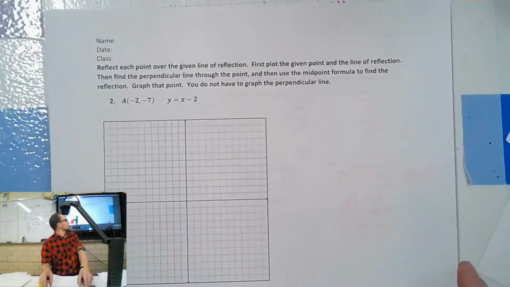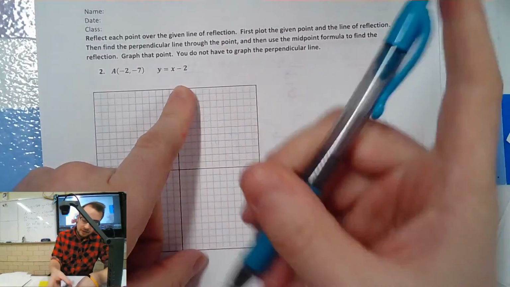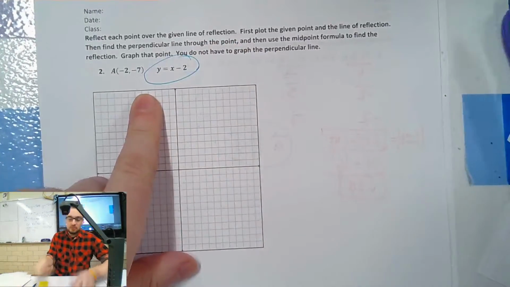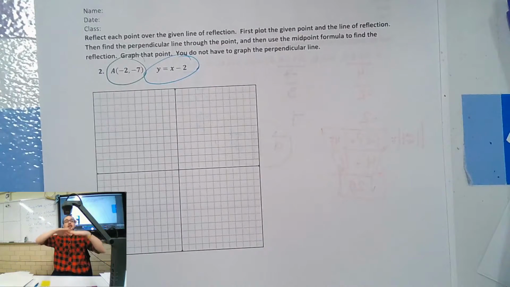Number 2, here we go. This is where things get a little hairy. We're going to graph this line right here, and that is going to be our mirror. This point right here is the point we're going to reflect. In order to do this, we're going to have to find a perpendicular line and all that jazz.